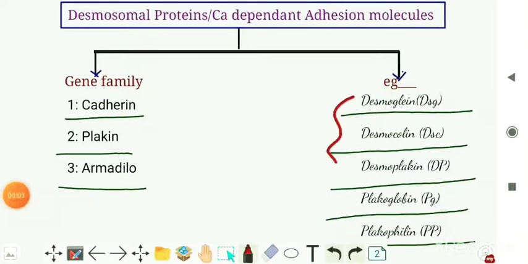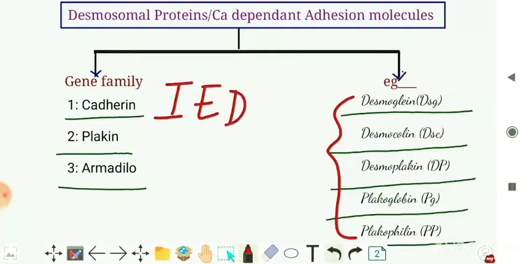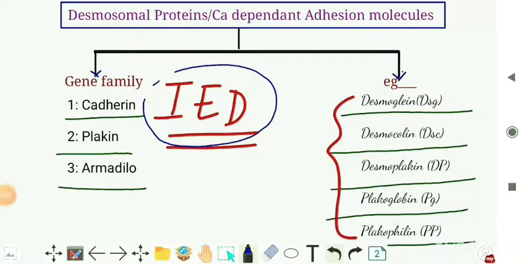Any defect in these proteins leads to intraepidermal disorder. In intraepidermal disorder, the keratinocytes get separated. Whenever the keratinocytes get separated, the extracellular fluid accumulates and a blister is formed. Defect in desmoglein leads to intraepidermal disorder, which is known as pemphigus.